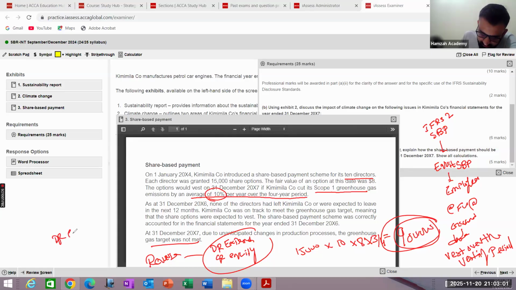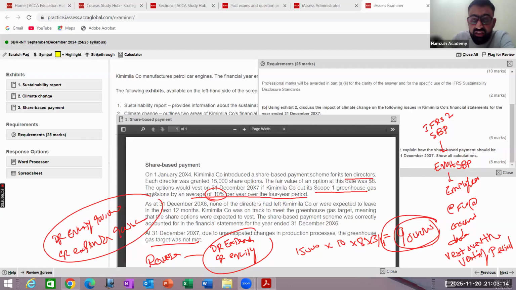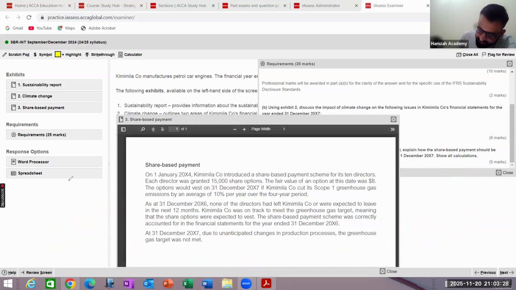And in that case, in X7, equity will be debited, derecognized, and expense will be credited with 9 lakh US dollars, because the non-market performance condition is not fulfilled. So if it is not fulfilled, then the entire value will be reversed. Got it?